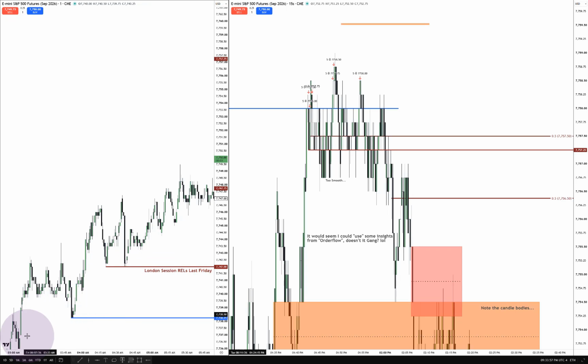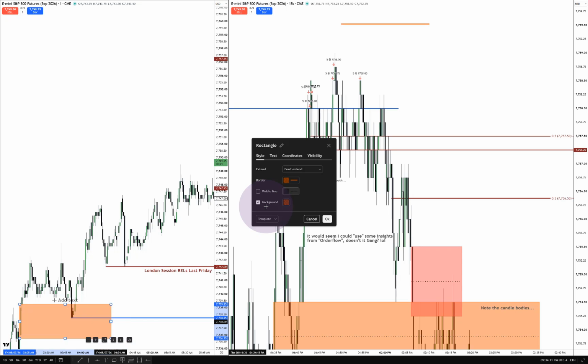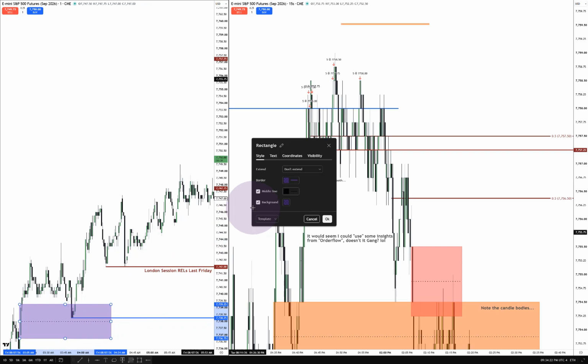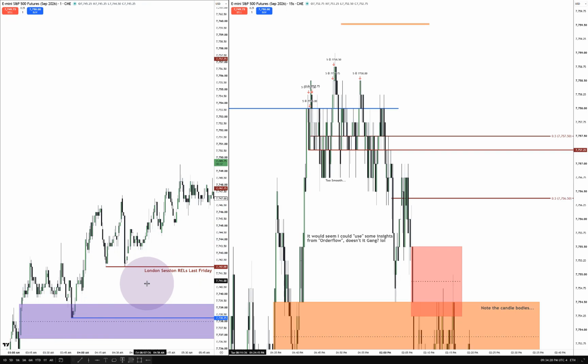Then I'm going to annotate the suspension block here so you can see what it offered, but what I was willing to hold for was only what's reasonable. I'm going to make this purple, and we'll do this extending to the right. That way you'll see the London session relative equal lows from last Friday, the swing low, and the bullish suspension block there. Now with this, I'm going to go over to this chart here.